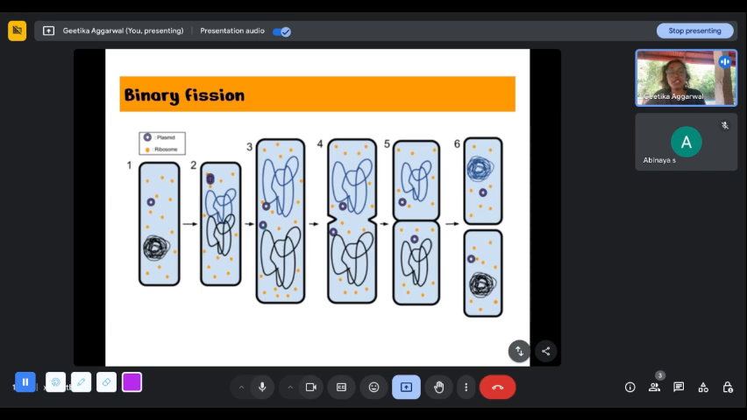And then each plasmid attaches itself to a DNA, or gets allotted to one of the DNAs, and then the cell divides. There's a ridge formation, and then cytokinesis really happens, and then one cell has one DNA, the other cell has the other DNA. Even though it's shown in different colors, both of these are exact copies of each other. So this is the very basic of binary fission.